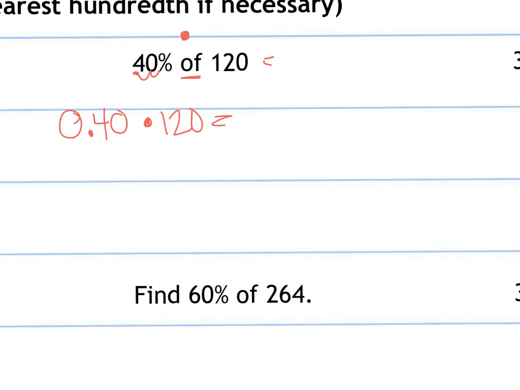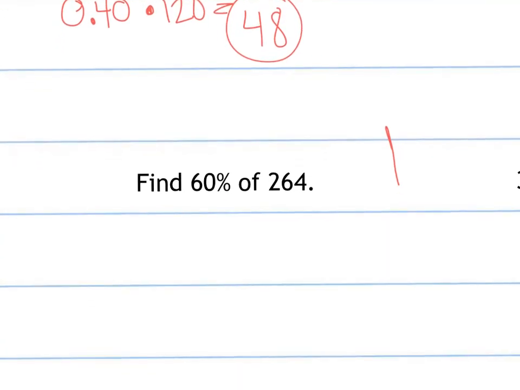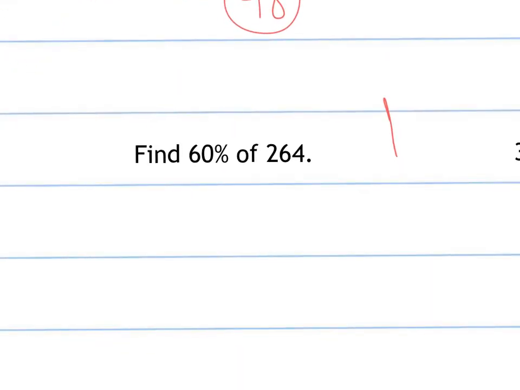40% I know is a little less than 50%, and 50% of 120 is 60, so it makes sense that my answer is going to be a little bit less than 60. 0.4 times 120 is 48. Okay, let's do this one right here. 60% of 264. So again, I move my decimal to the left 2.